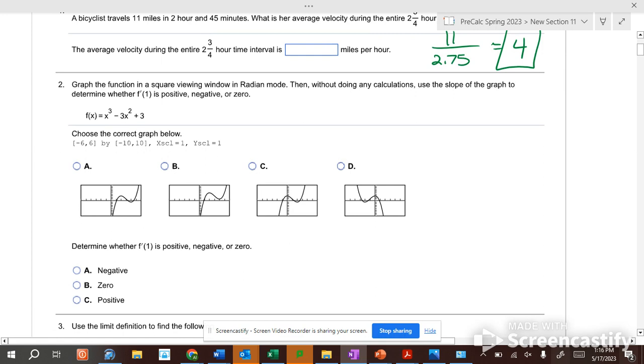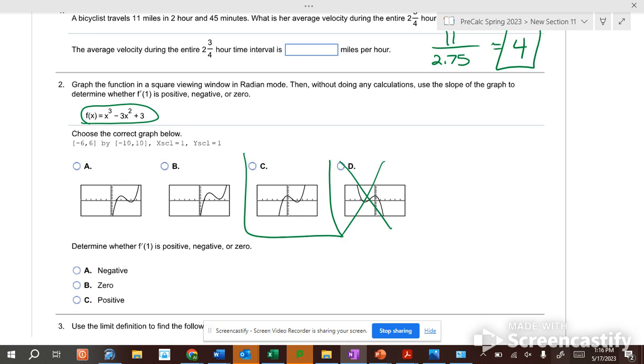All right. If we use radian mode for this, I don't know why it has to be in radian mode, but hey, whatever. If we use radian mode and graph this function, which one of those 4 graphs is it? Obviously it has to be A, B, or C, because it can't be D because it's a positive x cubed. And it's plus 3, so I would say it's C.